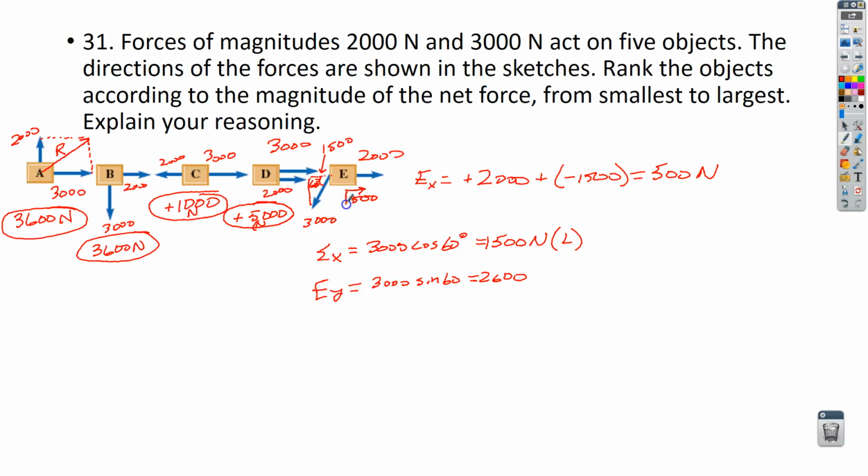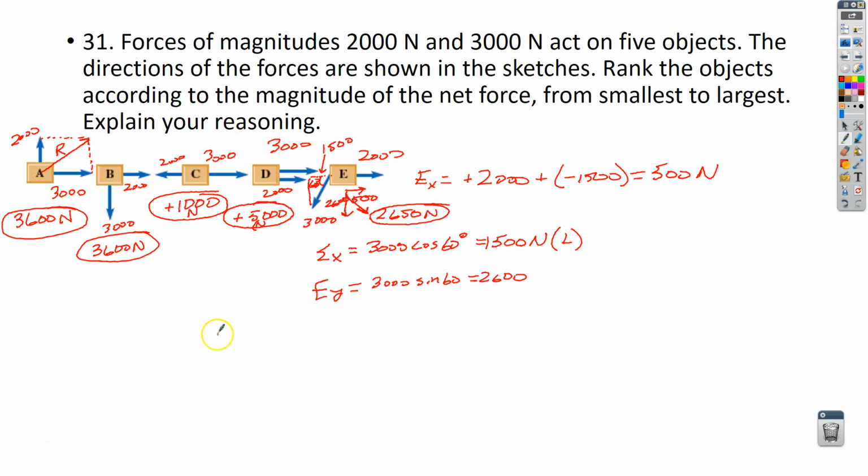We also have a vector pointing down. We said that that one would be the E in the y, so that one's about 2,600 newtons. And now I want to add the two, so I'm going to use my Pythagorean theorem. If you use the Pythagorean theorem, you'll get this final vector pointing down to the right, and that one is about 2,650 newtons, and that is the final answer for it.